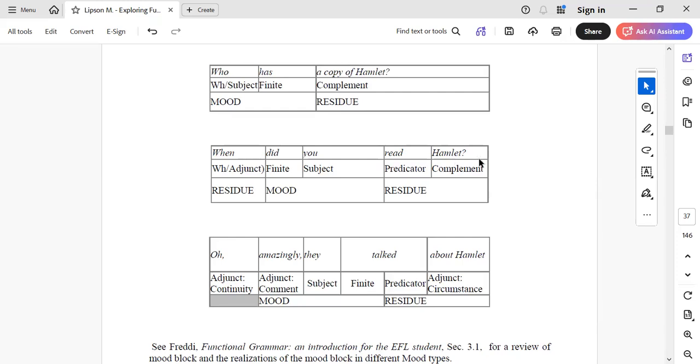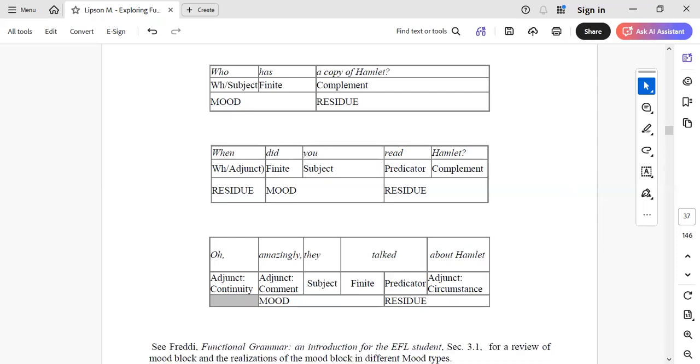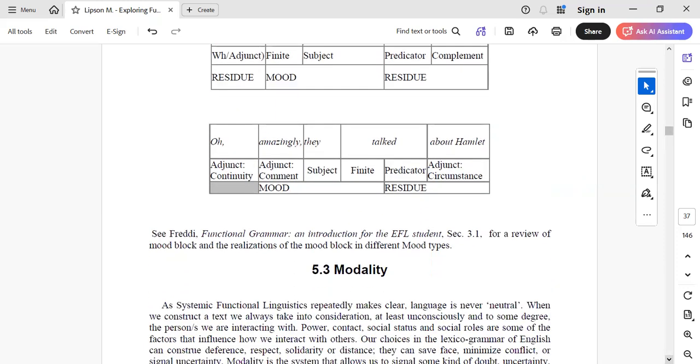So what you have got to do is choose any 10 sentences, right? And make the tables like that. But there have got to be variations. Sometimes mood and residue, sometimes residue, mood, and then again residue, right? So as you can see over here, you can understand the distribution very well. All right. So you're going to send it to me in an hour.